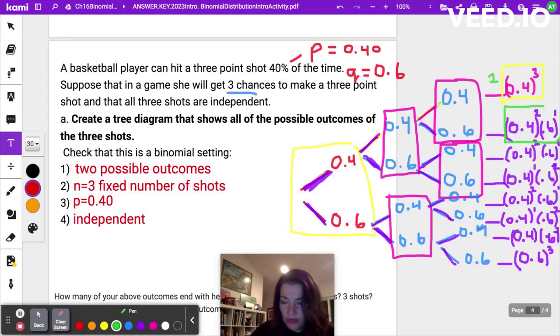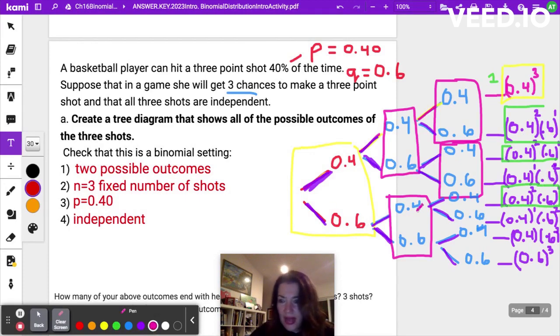This is 0.4 squared times 0.6. There's another 0.4 squared times 0.6. And down here, there is a third 0.4 squared times 0.6. In other words, there are 3 ways we can make 2 shots and miss 1 shot.